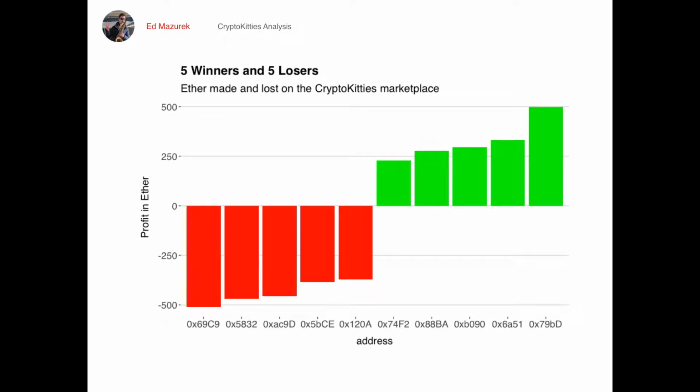So here are the top 5 winners and the top 5 losers according to the data that I pulled down. You can see, yeah, this person made 500 Ether, and this person lost 500 Ether. Well, they spent it, yes. And they have a lot of digital cats. I mean, how terrible must that feel? But all right, so still, what does that mean? I mean, we could just as easily be on this side instead of this side, right?